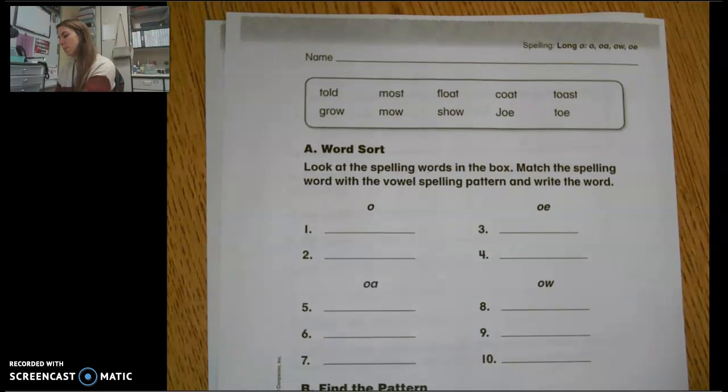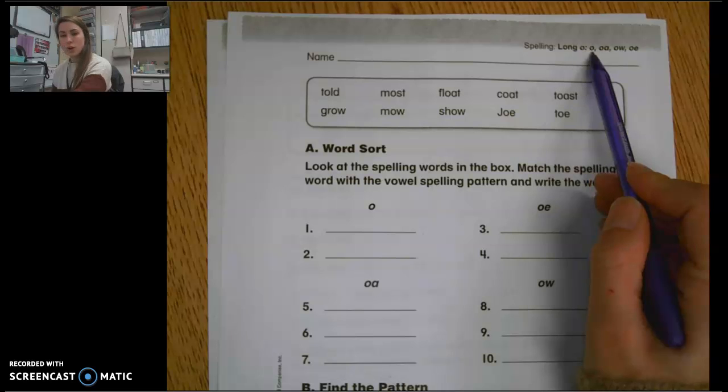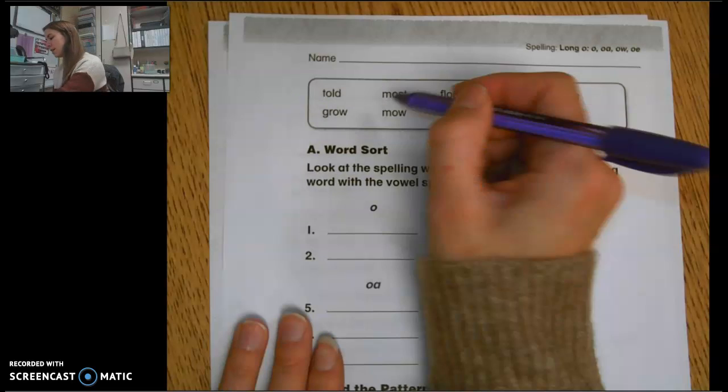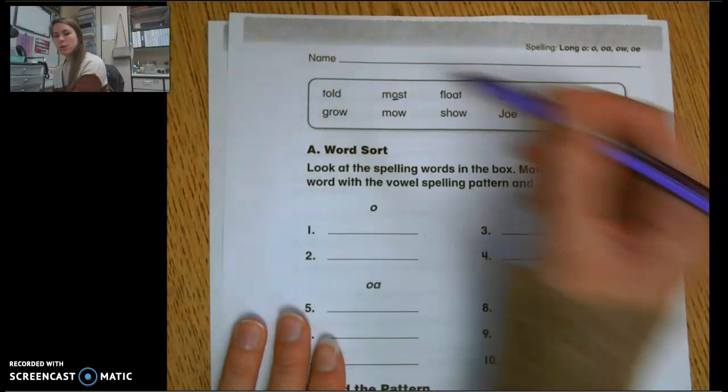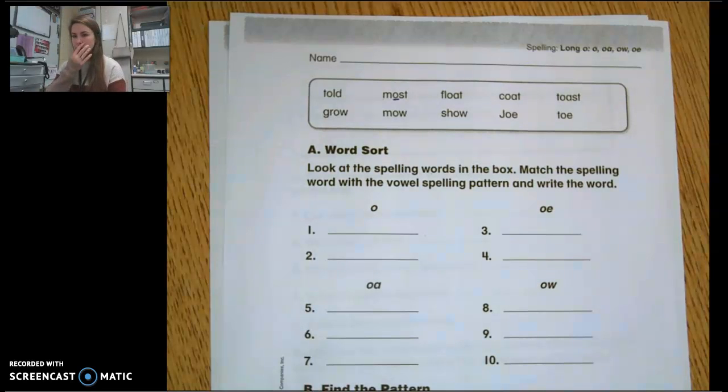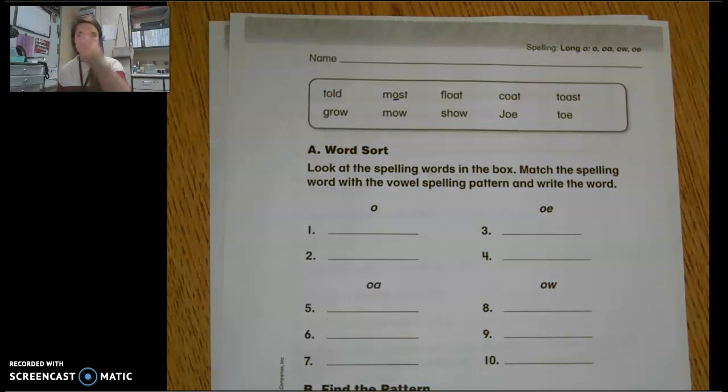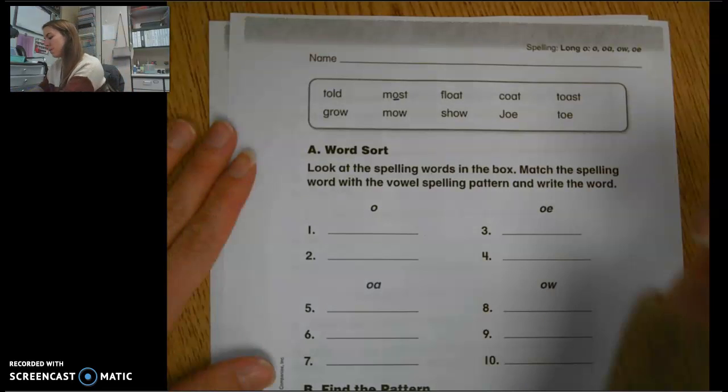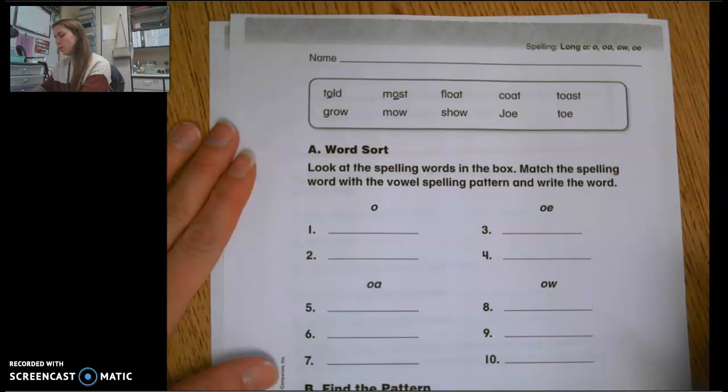So long O in a word can look like just O by itself, as in most. You notice you just have a long O and there's no other vowel or magic E with it to make that O a long O sound. That's also true for told.